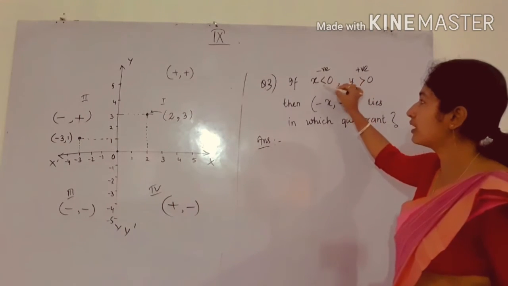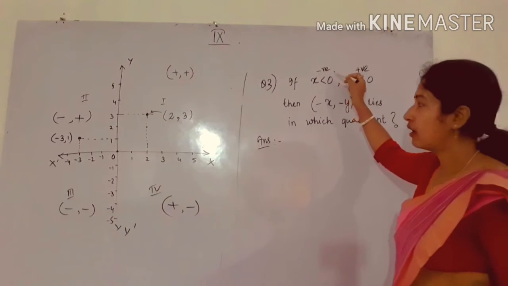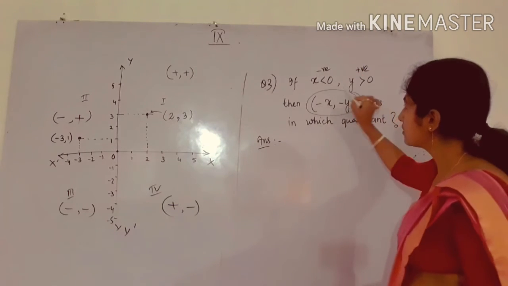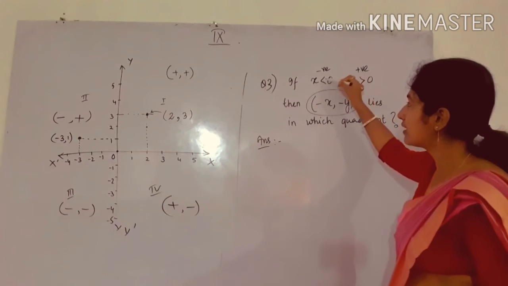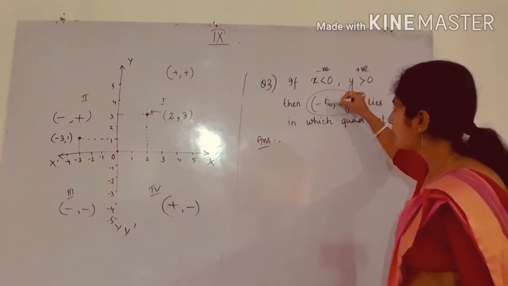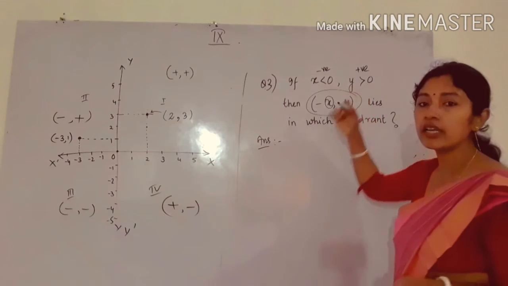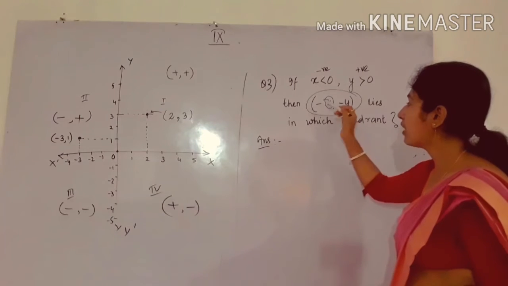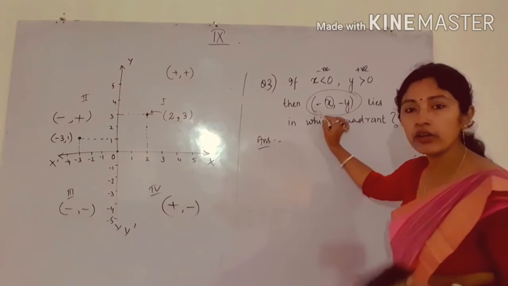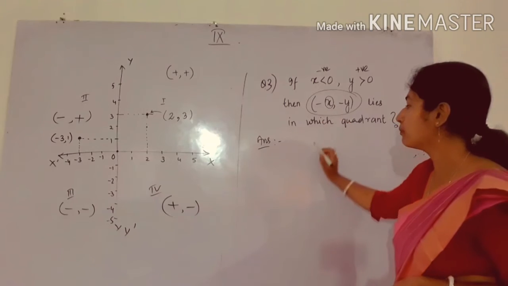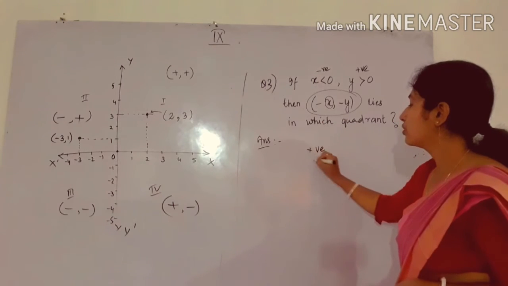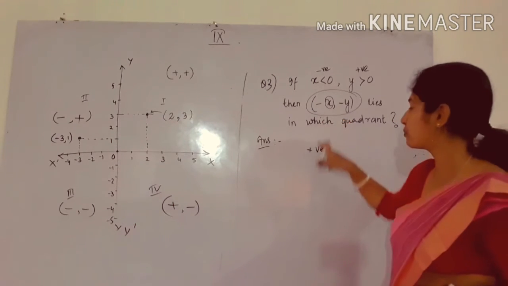Okay, so see, you have to check the condition. The condition says that x is a negative quantity. So in place of x we will put any negative value, and before it already one negative symbol is there. So negative becomes positive. So the first, that means the abscissa, is positive.